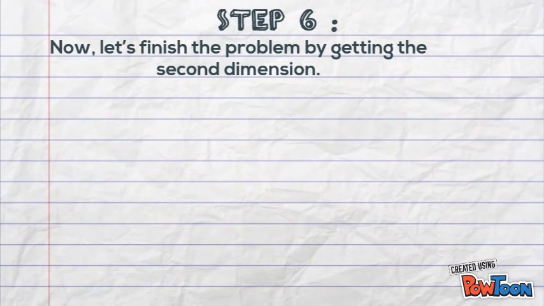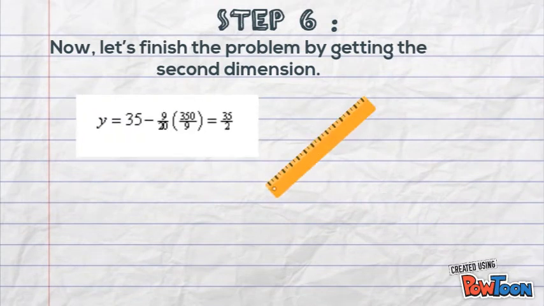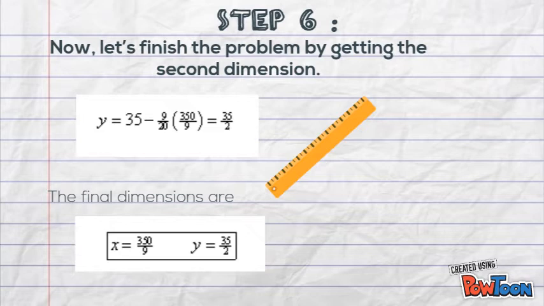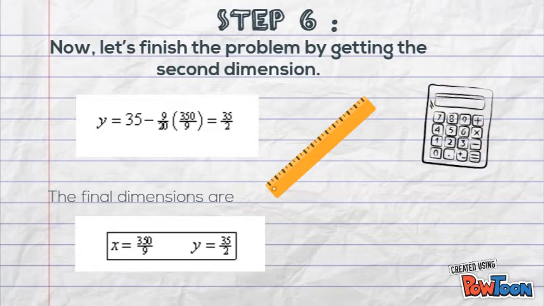Now, let's finish the problem by getting the second dimension. y equals 35 minus 9 over 20 times 350 over 9, which equals 35 over 2. The final dimensions are x equals 350 over 9, y equals 35 over 2.